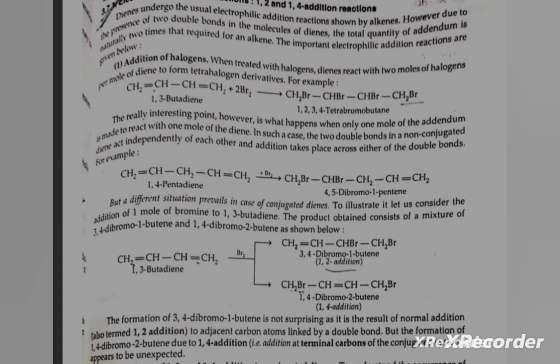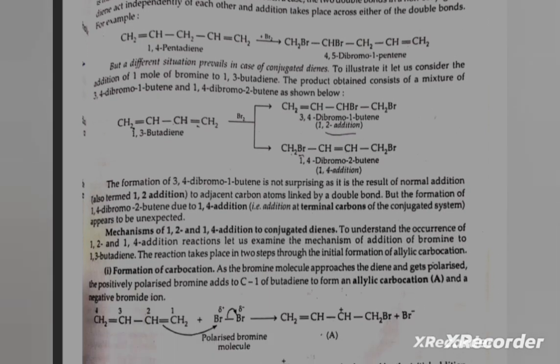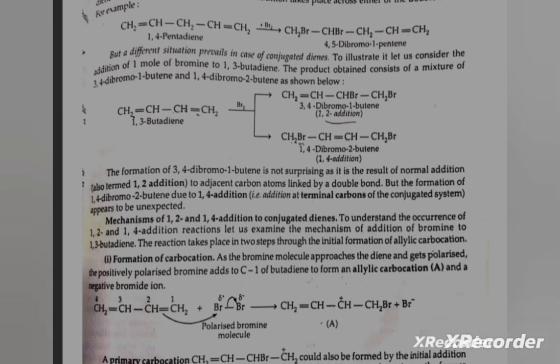In such a case, the two double bonds in a non-conjugated diene act independently of each other and addition takes place across either of the double bonds. For example, 1,4-pentadiene is converted into 4,5-dibromo-1-pentene. But a different situation prevails in case of conjugated dienes.